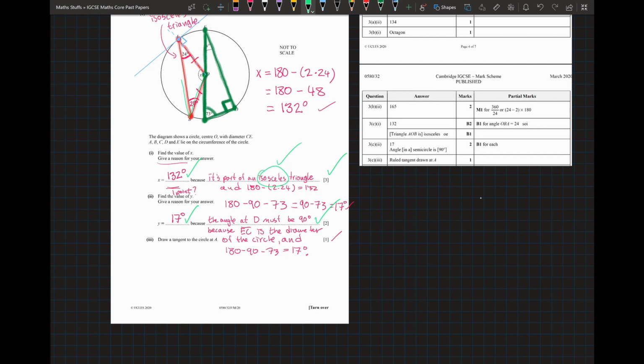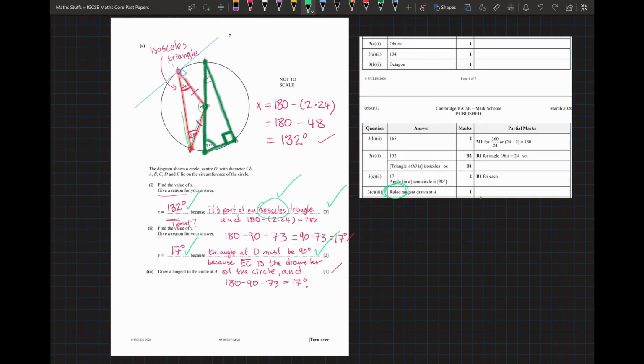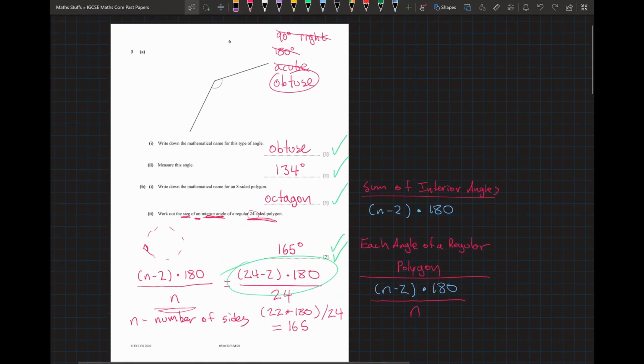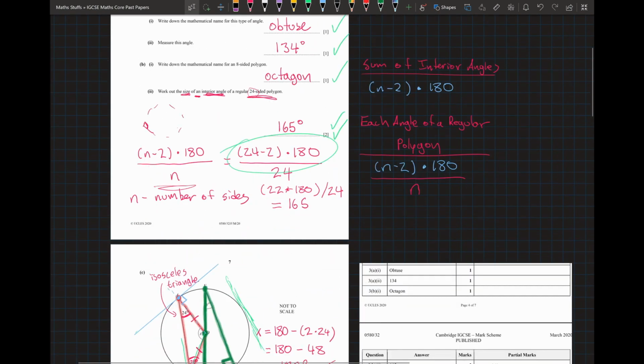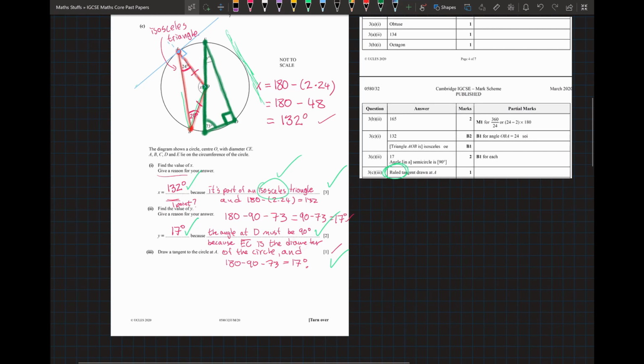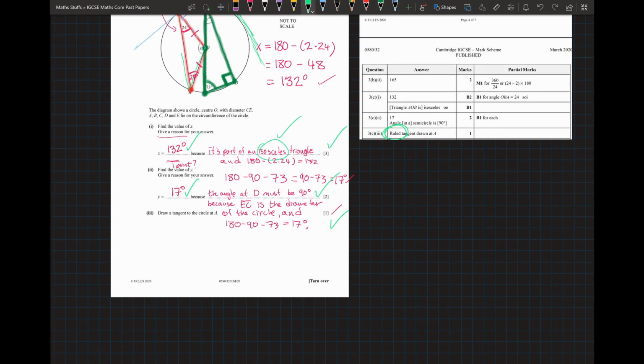All right, ruled tangent drawn at A. This is actually pretty key. Ruled means don't sketch it by hand, don't just do a scribbly straight line like this. You need to use your ruler. We did that, so we got 1 point here. If we go through this, it looks like we have gotten 100% on this question. The only possibility where we might have lost a point is right here, but again, I think any reasonable grader would give you the point for knowing that rule.